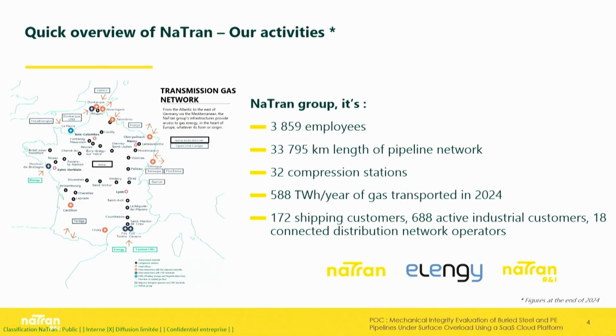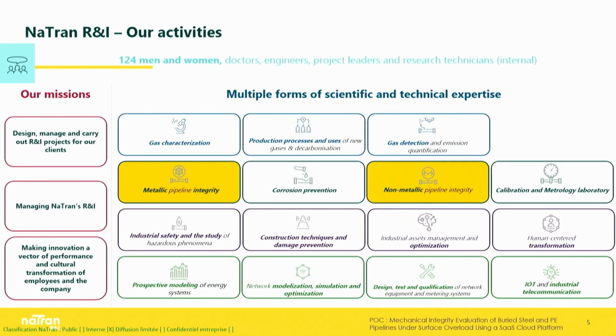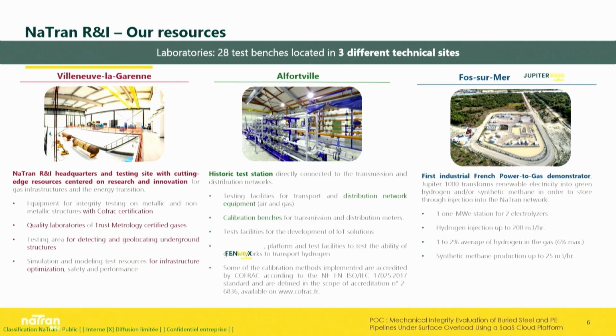The group consists of 3,800 employees with 33,000 kilometers of pipeline. My colleague and I are part of the R&I Center for Natran, the Research and Innovation Center, which consists of 120 people spread across 4 departments. And we are part of the pipeline integrity department, working on metallic and non-metallic pipeline integrity. We are located in Villeneuve-la-Garenne, but we have three different technical sites here in Ile-de-France.